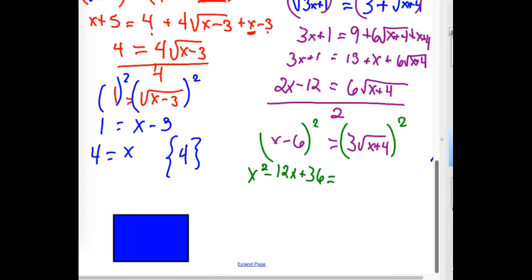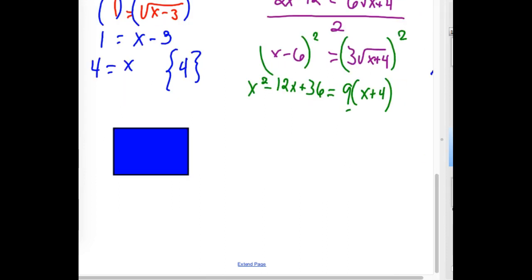This is a product, right? 3 times the square root of x plus 4. So when I square a product, I can square each part separately. I can square the 3, it becomes a 9. I can square the square root, which cancels it. But remember, it is a product. So it's not 9 plus the x plus 4, it's 9 times the x plus 4. Okay? Which turns into 9x plus 36 if I distribute.